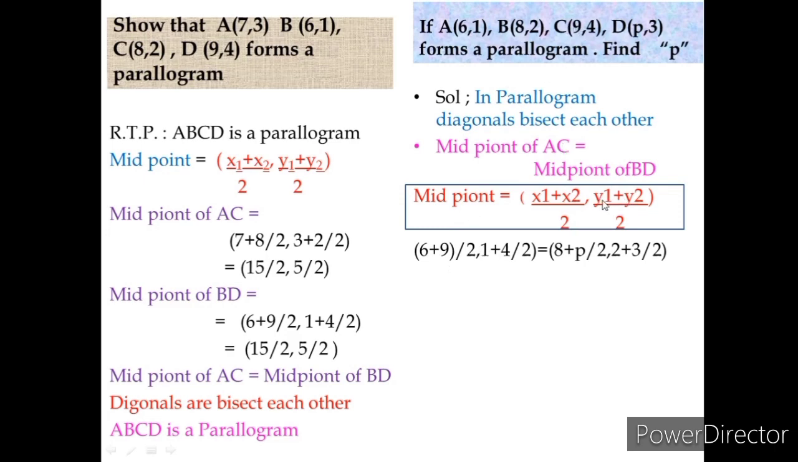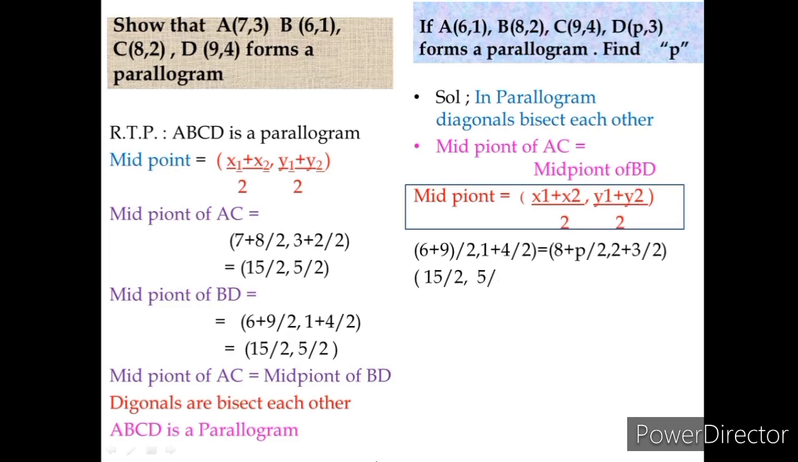Come to the y coordinate, y1. y1 means you take the y coordinate from the first letter. First letter is A, y coordinate is 1. y2, you will take the y coordinate from the second letter. Here the second letter is C, the y coordinate is 4, isn't it? 1 plus 4 by 2. Then here the RHS is related with BD. If you take B as x1, y1, you will take D as x2, y2. Okay, you have to substitute.